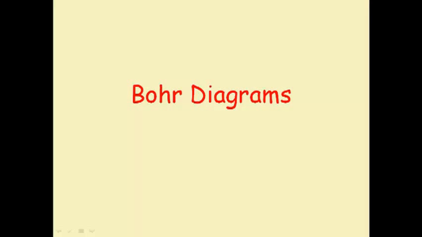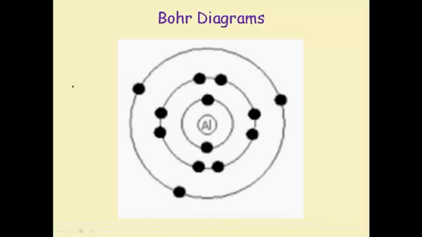Bohr diagrams. Bohr diagrams show how many electrons appear in each electron shell around an atom. For the first 20 elements, the maximum number of electrons in the first shell is 2, in the second shell is 8, and in the third shell is 8.